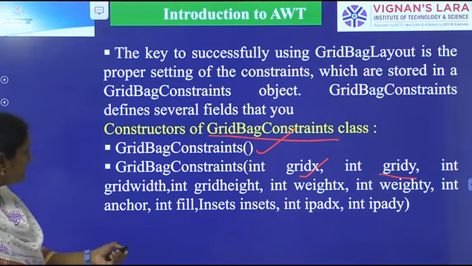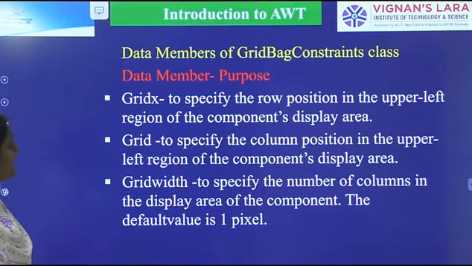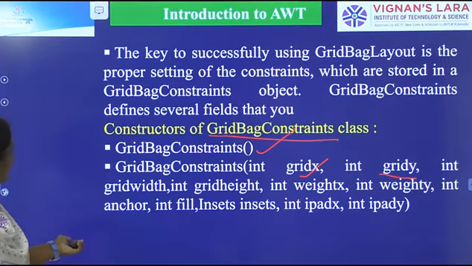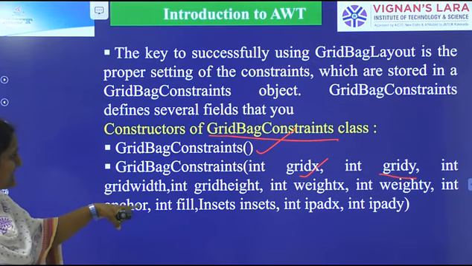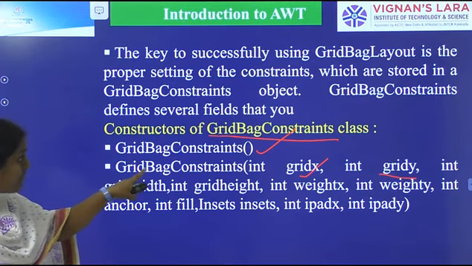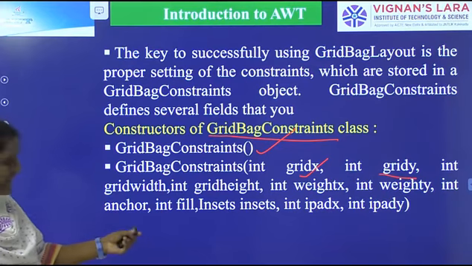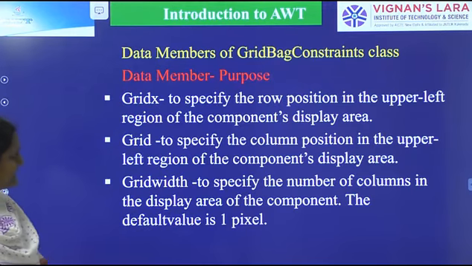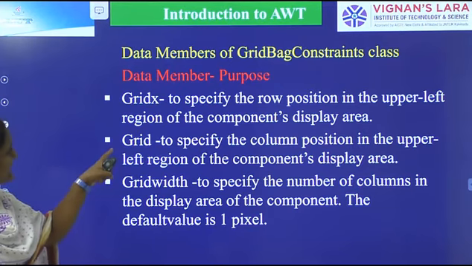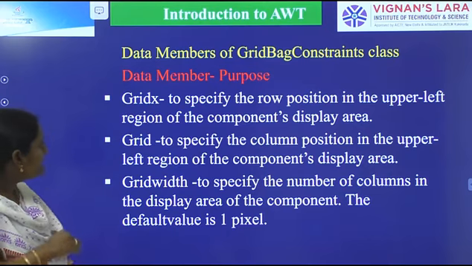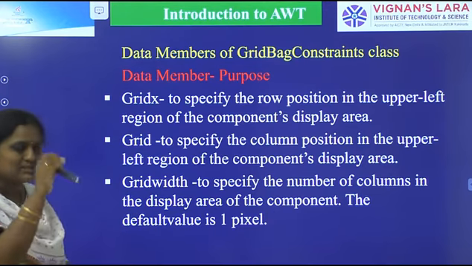Next, the data members. gridx means to specify the row position. In the previous slide, the constructors of GridBagConstraints, in the second constructor there are a number of arguments. Let us specify these arguments, these data members, and their purpose. So here gridx means to specify the row position in the upper left region of the component display area.